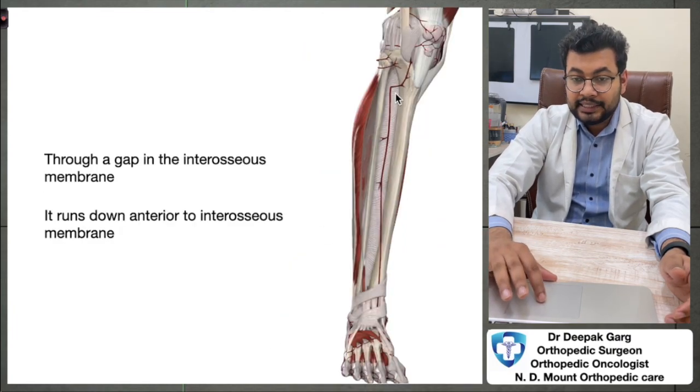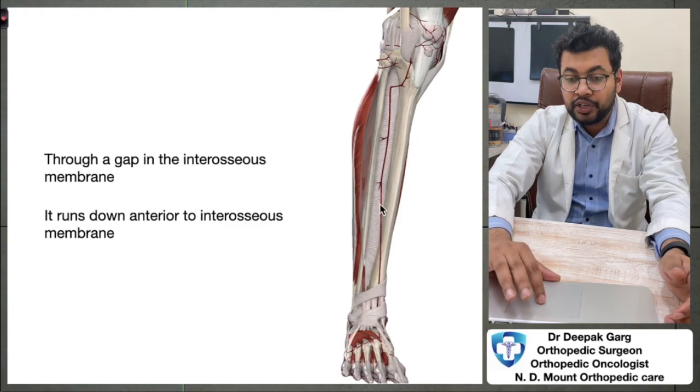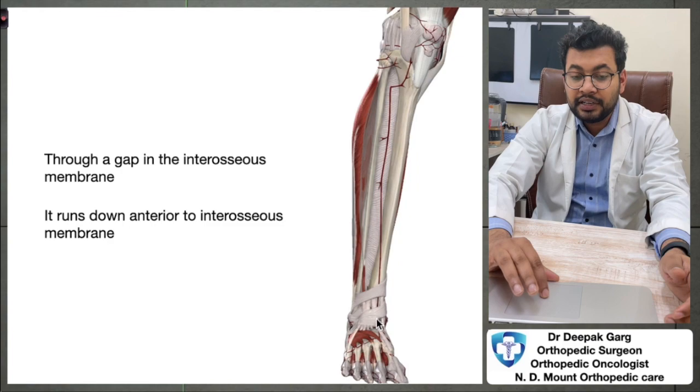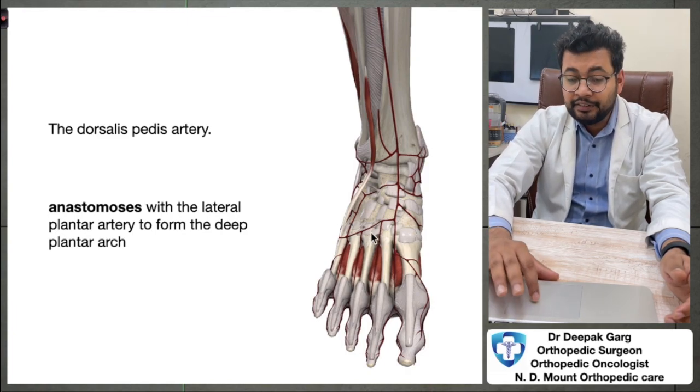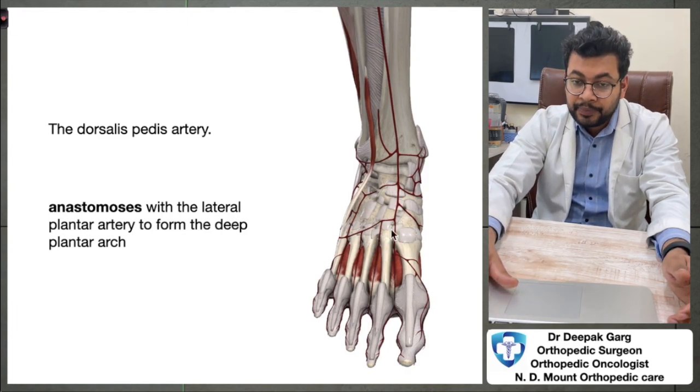Similarly, this is the tibialis anterior, which is piercing the interosseous membrane and will continue down the leg till the foot, where after entering the foot it will continue as the dorsalis pedis artery, which will further anastomose with the lateral plantar artery to form the deep plantar arch and will supply the muscles here.